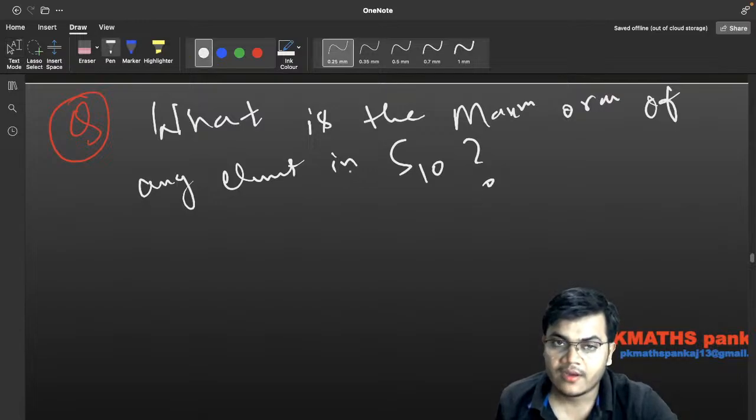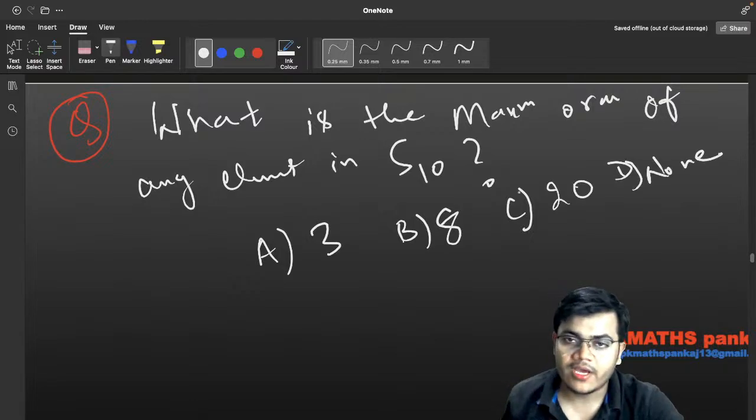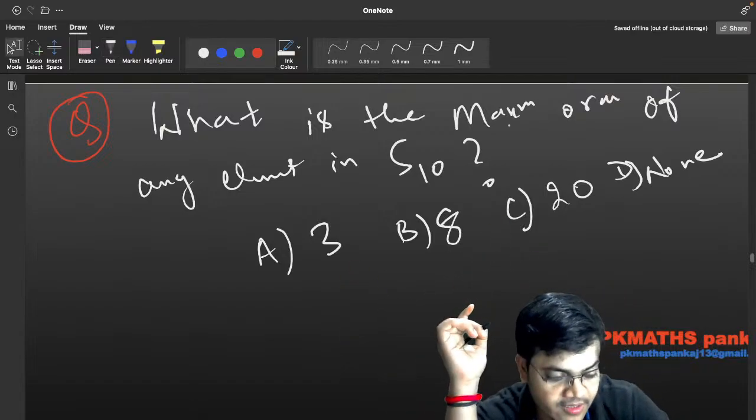What do you think? Option A 3, option B 8, option C 20, option D none. Okay, you have to find the maximum order of any element in S10.